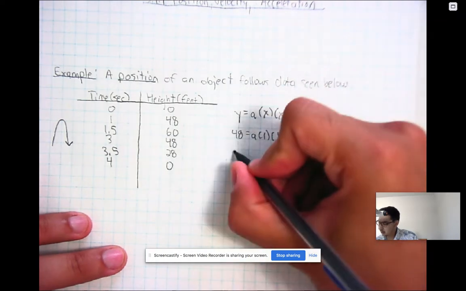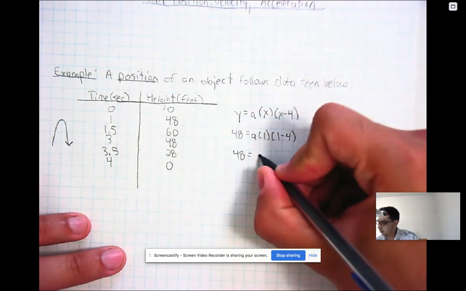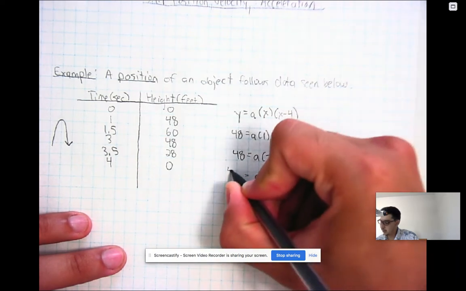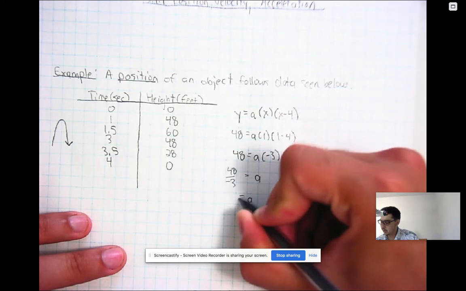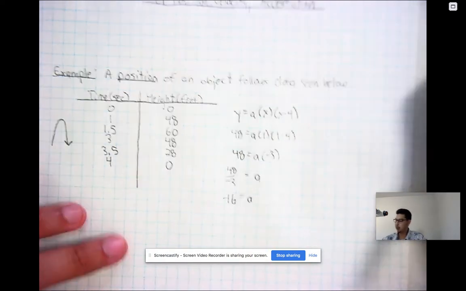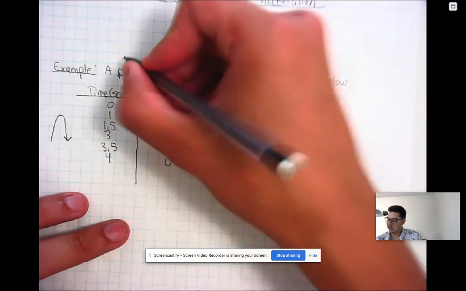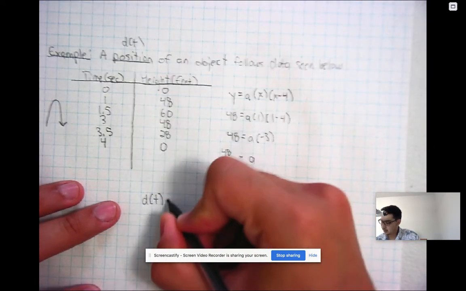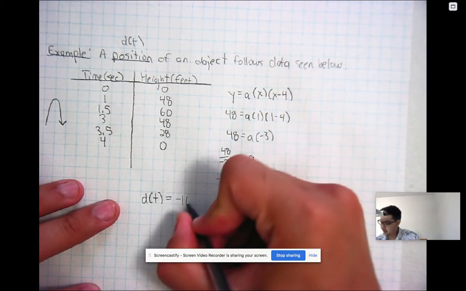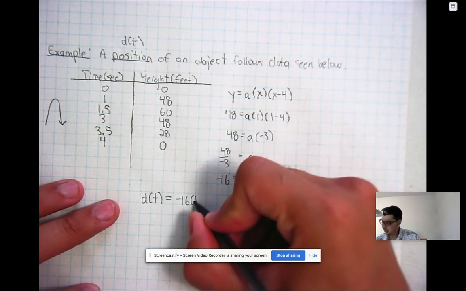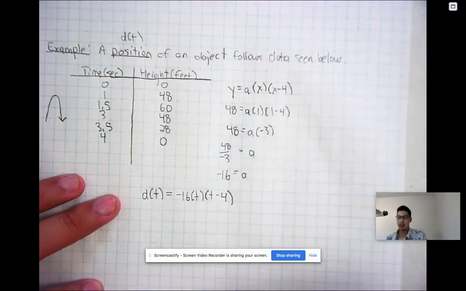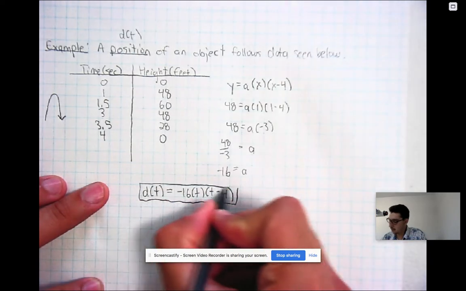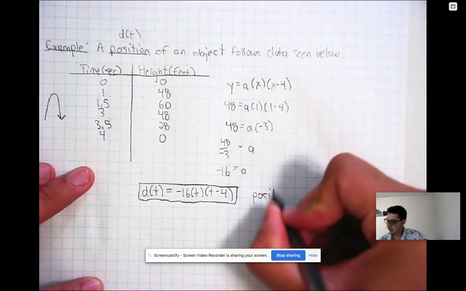And what I get here is that 48 will equal a times -3, in which a is equal to 48 divided by -3, which is -16. So that means that the position function, which I'm going to call d of t, can be written as d of t is equal to -16. And I guess it shouldn't have been x, it should have been t, but we can do that now, as follows. So that's the position at any time. All right, so that's the position function.